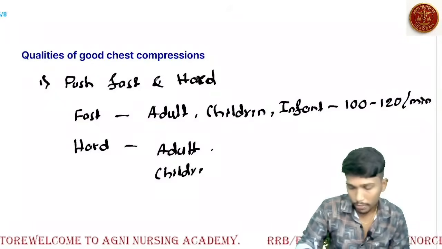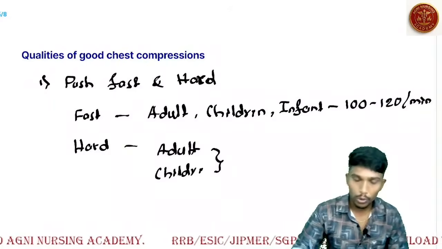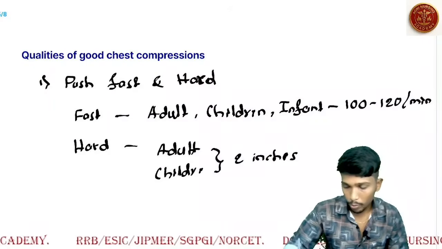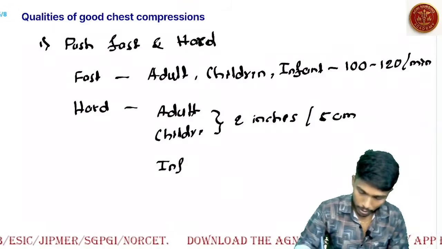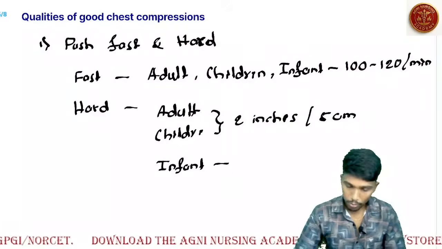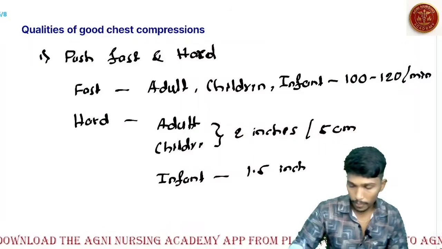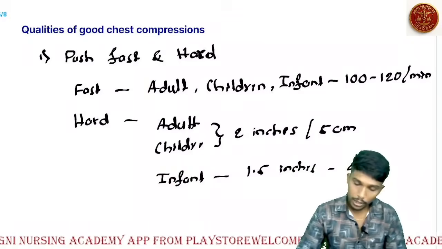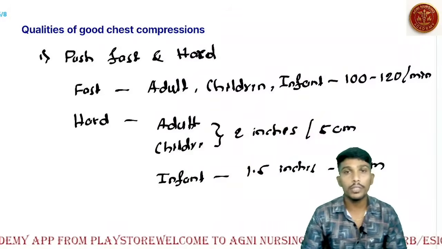In adult and children we have to push the chest compression up to 2 inches or 5 centimeters. Coming to the infant, in the infant we have to push to a depth of 1.5 inches, that is 4 centimeters. In the adult and children 2 inches, and in infant we have to push up to 1.5 inches.